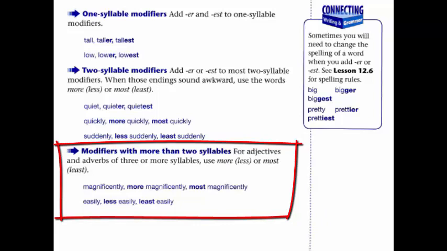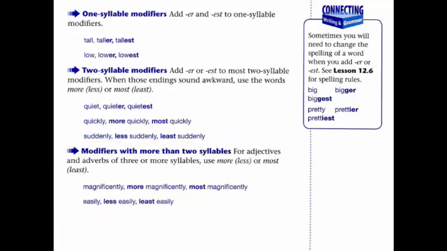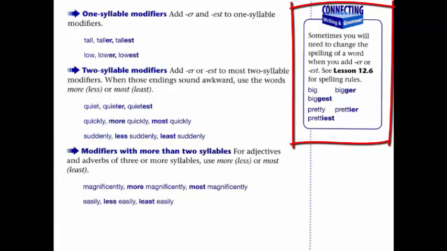Be careful, sometimes you will need to change the spelling of the word when you add an ER or EST. For example, big becomes bigger, so you have to double the last sound, the g sound, because this word is one syllable and it ends with a stress.